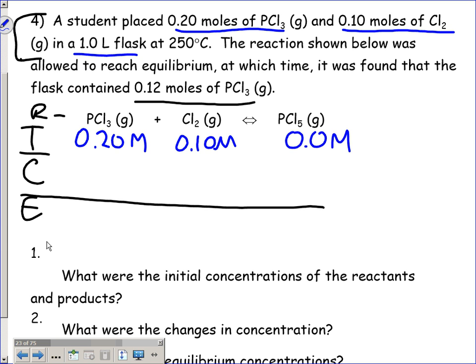Okay, so over the course of the reaction, some changes are made. Well, we don't know those just yet, but we do know one other piece of information. It was found that at the end, the flask contained 0.12 moles of phosphorus trichloride. Where does that go in my chart? Equilibrium, under phosphorus trichloride. Okay, so we know that at the end, it says 0.12 moles, but divided by 1 liter is 0.12 molar, right? So what was the change that occurred over time? It decreased by what?